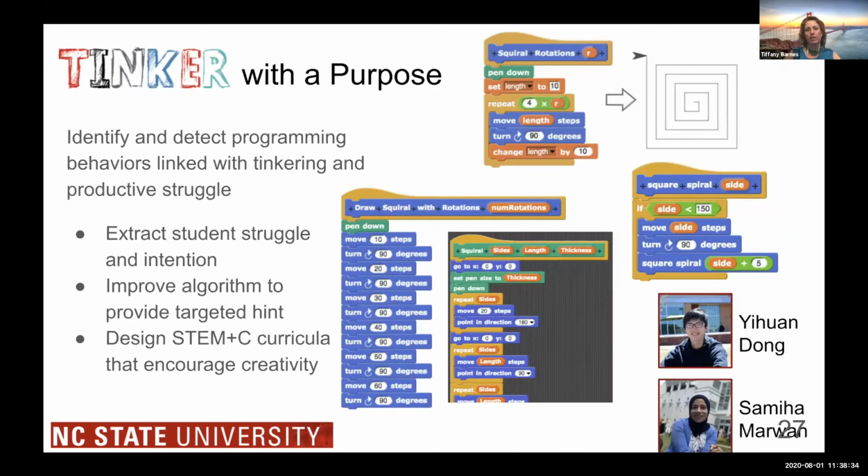This slide is about some work that we did about a year ago, looking at what students were doing when they were solving that squiggle problem. I told you that we were studying that quite a bit. Yihwan Dong is a PhD student who worked with Samiha Marwan, another PhD student, to look at what kinds of things students did when they were trying to solve this spiral problem, and to classify which kinds of behaviors were tinkering. This is really important if we're going to build automated supports for students in SNAP. We need to understand how students solve problems.